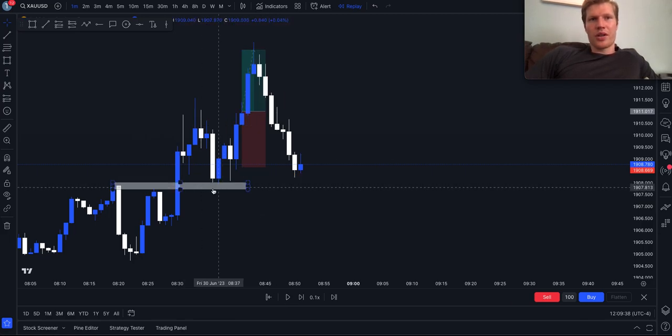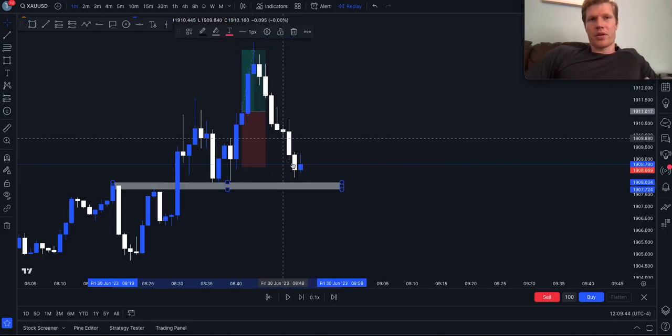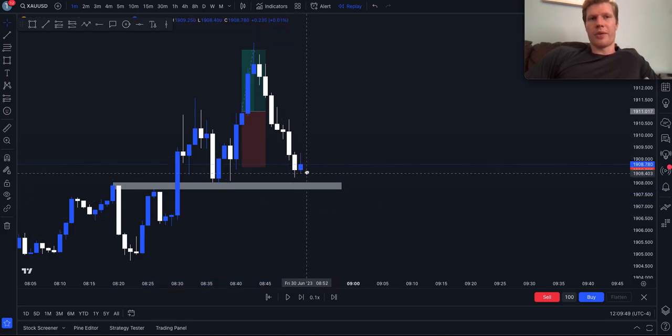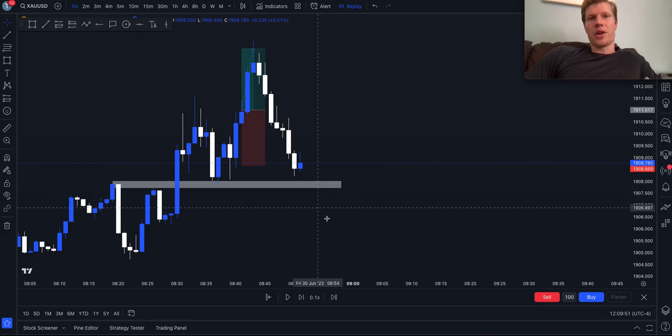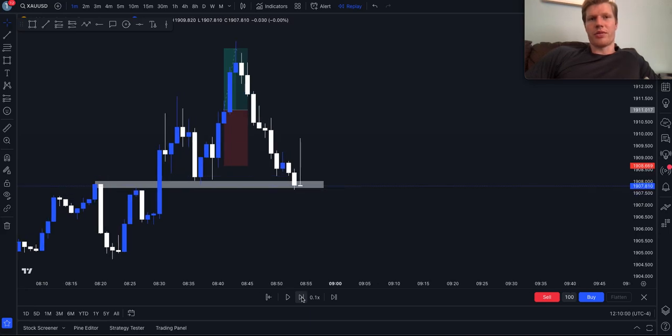And the next thing that I would want to see is, are we going to respect this support again? Because you can see we've had a pretty hard retracement. Are we going to respect this support again, or are we going to break straight through it? If we break straight through it, maybe we're going to see a reversal and price target these lows here at 1904, right? Okay, it looks like we're, okay.